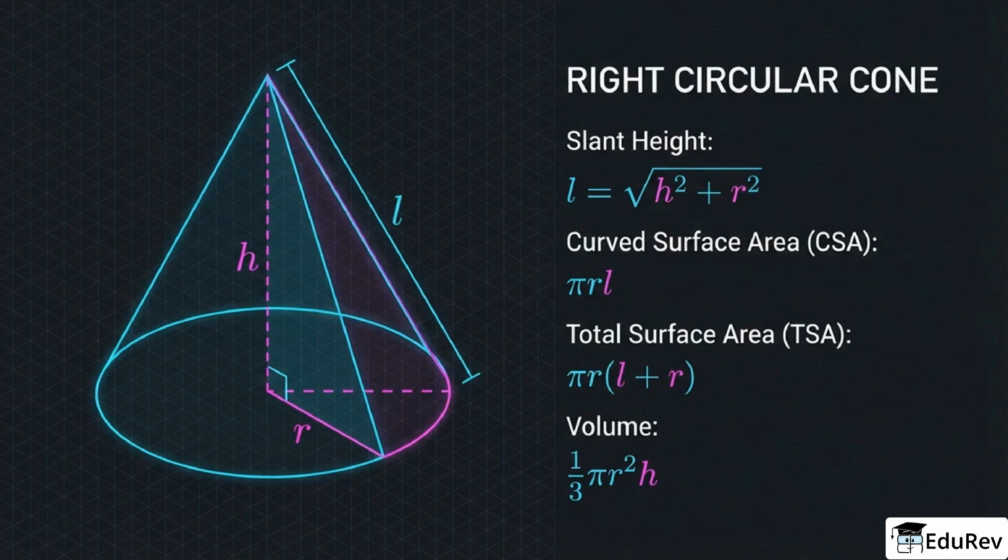Now, for the right circular cone, the curved surface area uses the slant height, l, and is CSA equal to πrl. The total surface area adds the base, TSA equal to πr(l + r). The volume is 1/3 of the base area times height, V equal to 1/3 πr²h. Remember that the slant height l relates to r and h by l equal to the square root of h² plus r², which helps when you are given height but need the curved surface.